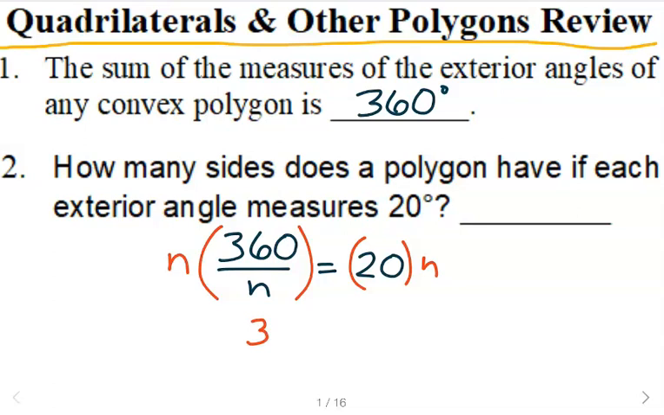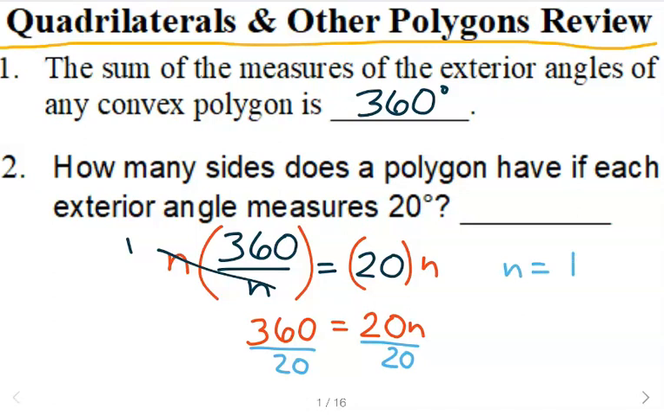On the left side, the n's divide out to 1, and so 1 times 360 is 360. On the right side, 20 times n is 20n. To get rid of multiplying by 20, divide by 20. 20 will go into 36 one time. Multiply, you get 20, subtract, you get 16, bring down the 0. 20 will go into 160 8 times. 8 times 20 is 160, so no remainder, so 18 sides.